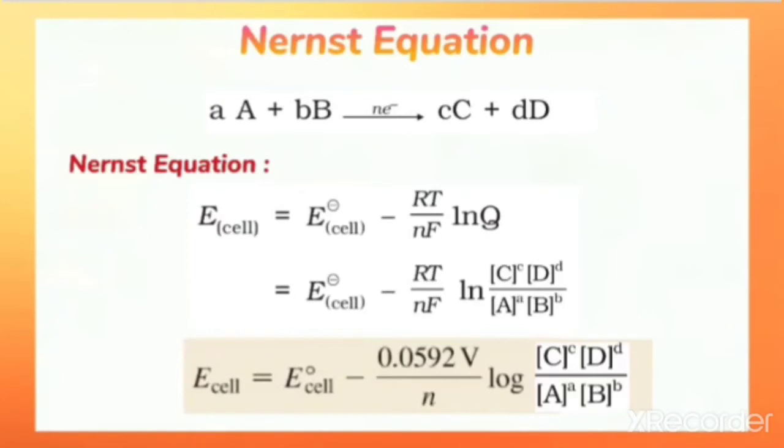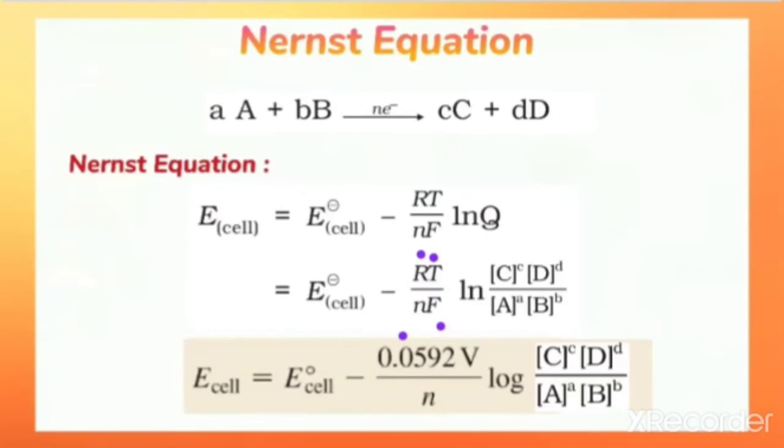Now the Q value is substituted here. So we get E cell is equal to E naught cell minus RT by nF ln of the concentration of C to the power c, times the concentration of D to the power d, divided by the concentration of A to the power a, times the concentration of B to the power b. Now this is the equation after substituting the value of R, because R is a constant value. T is a constant we have kept here, and the F value.